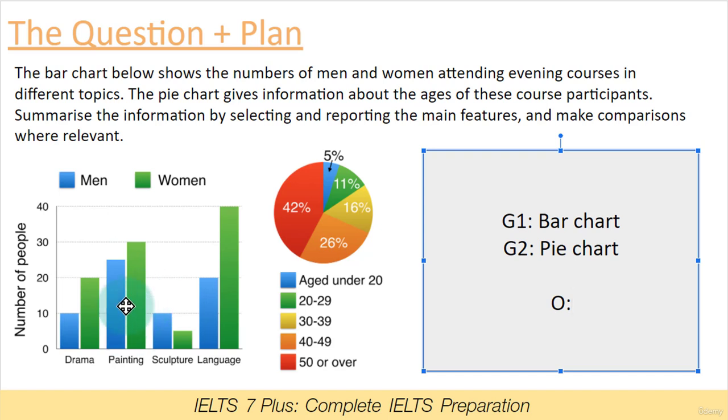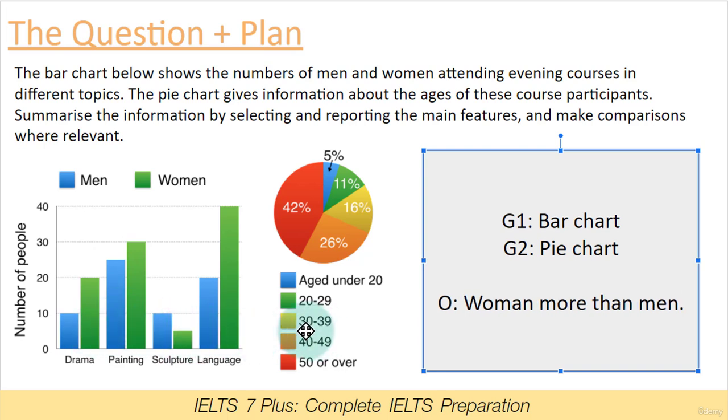So here we have painting, 25, 30, that's 55. Here we have 20 and 40, 60 people. So I could say language is the most popular. And I've just obviously added these figures together and worked this out. That would also be pretty good to say. But I'm going to say women more than men. In terms of how many are enrolling, or the most popular. So it's more popular. There's more women in most classes than there are men.